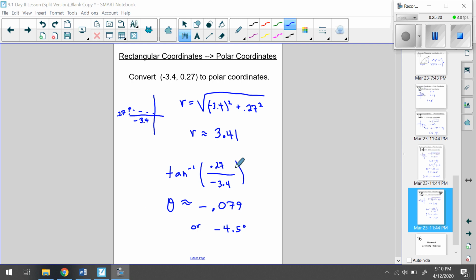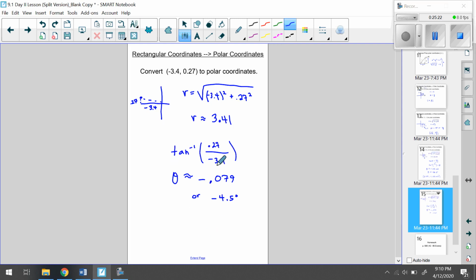All right, so we have a small problem here. This is what I was alluding to a minute ago. If we think about these angles here, whether it's negative 0.079 radians or negative 4.5 degrees, those are angles that are pointing into the fourth quadrant. And that does not agree with our picture over here.